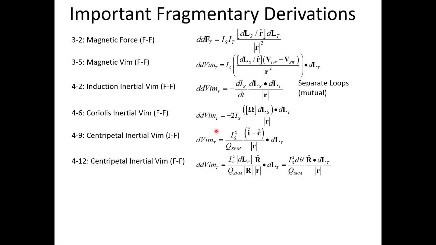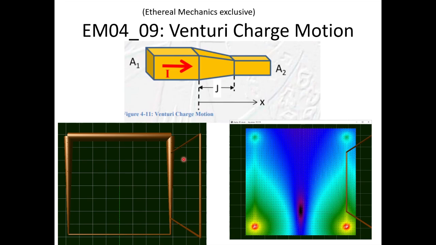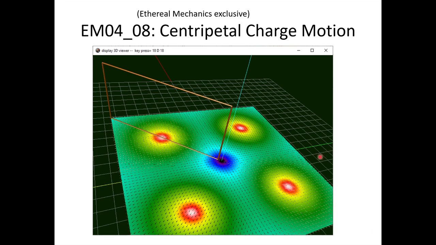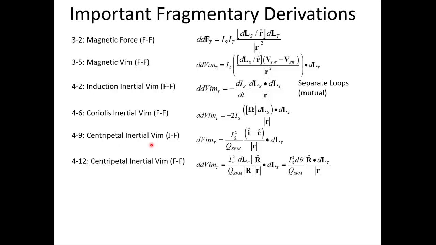And this gives us the centripetal inertial VIM junction to fragment and fragment to fragment. And then we developed the Venturi charge motion. And on this one, the square coil is underneath the sensor film. That's why you can't see it. So the sensor film is between the square magnet, which is being juiced up with 100 amps, and the pickup coil, which is centered over a corner.